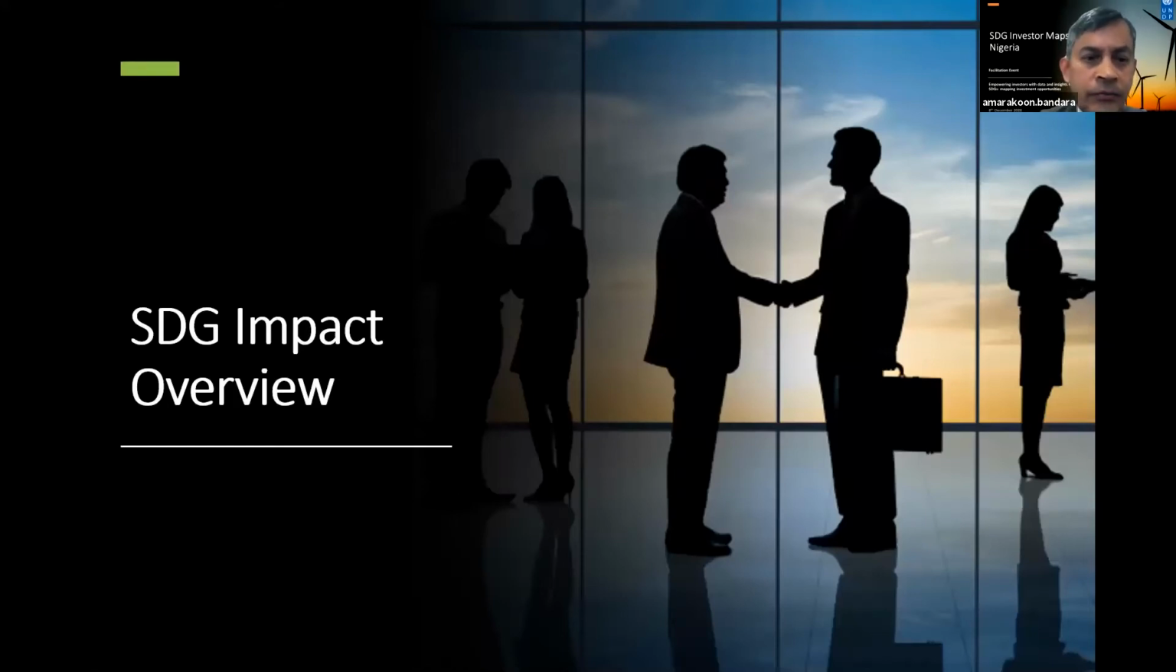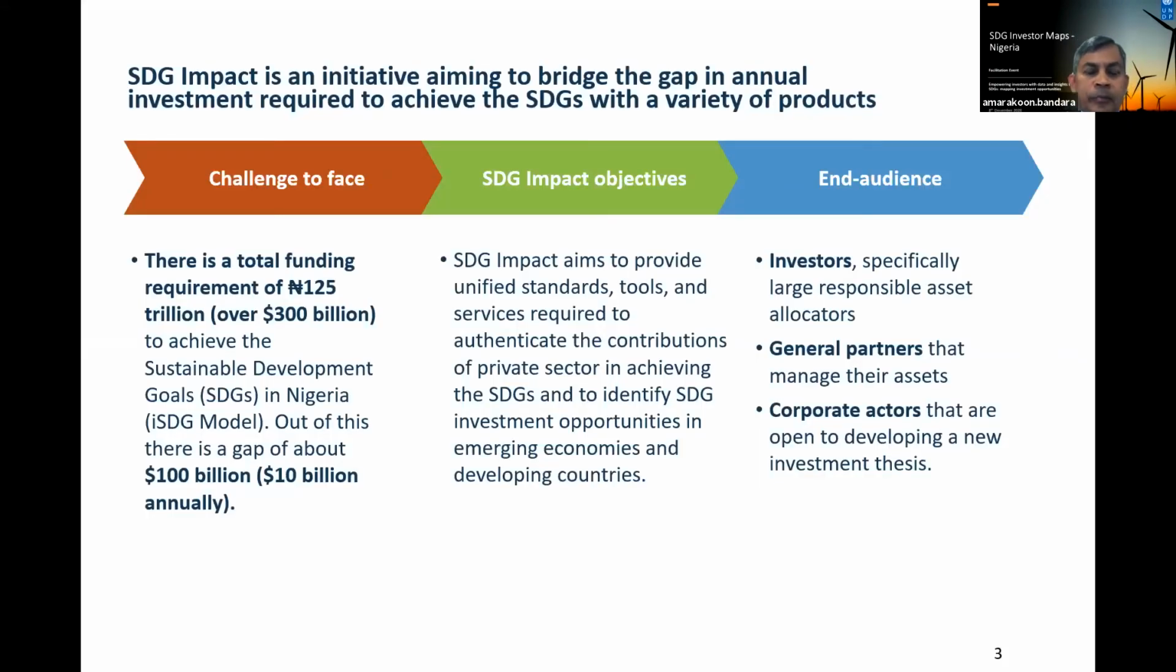This is an overview of the SDG impact mapping exercise that we have done. The reason we have undertaken this initiative is because of the huge funding requirements to achieve the SDGs. In Nigeria, it's roughly about $300 billion for the next 10 years, which comes to roughly 10 billion a year.